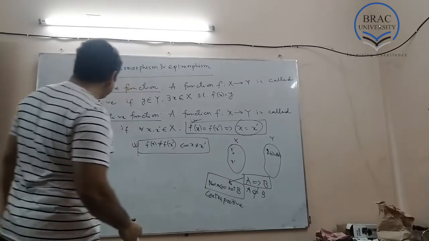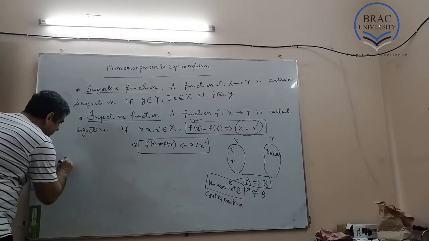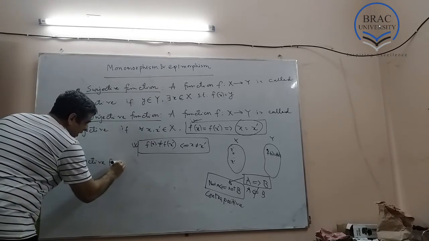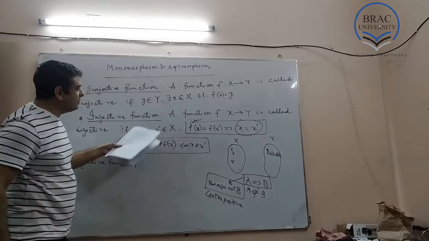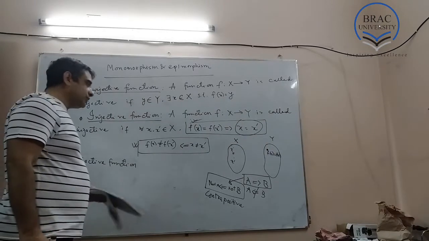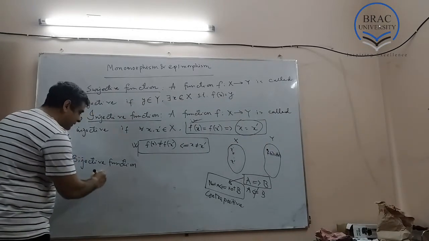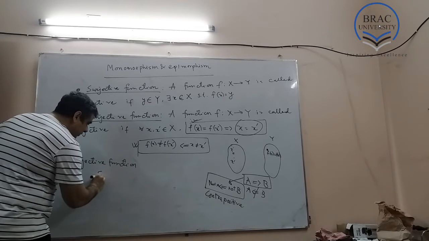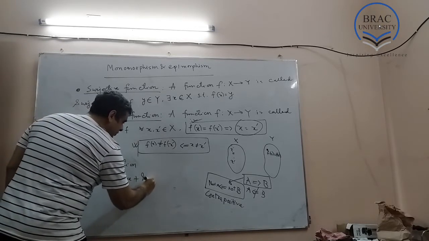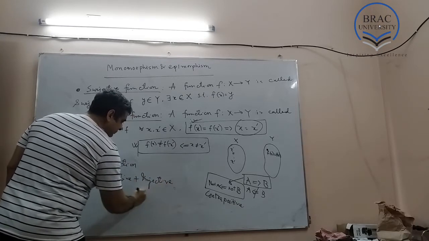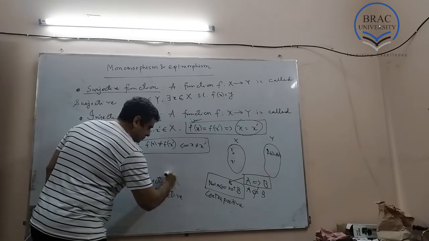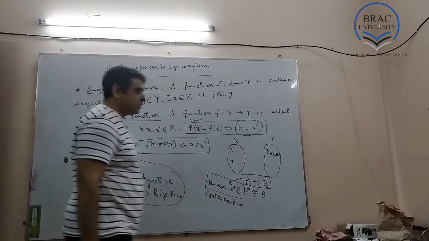Okay, now what is the definition of a bijective function? A bijective function is defined as a function which is both injective and surjective. So a function which is both injective and surjective is called a bijective function. So I write concisely here, surjective plus injective implies bijective. Okay, so that's pretty much it.